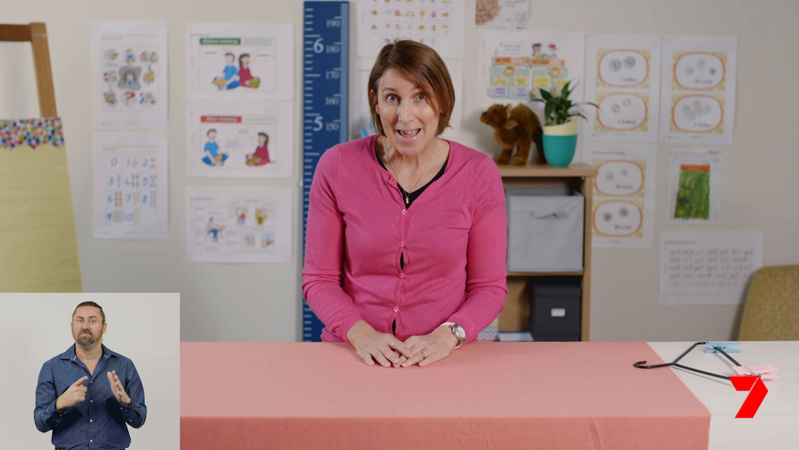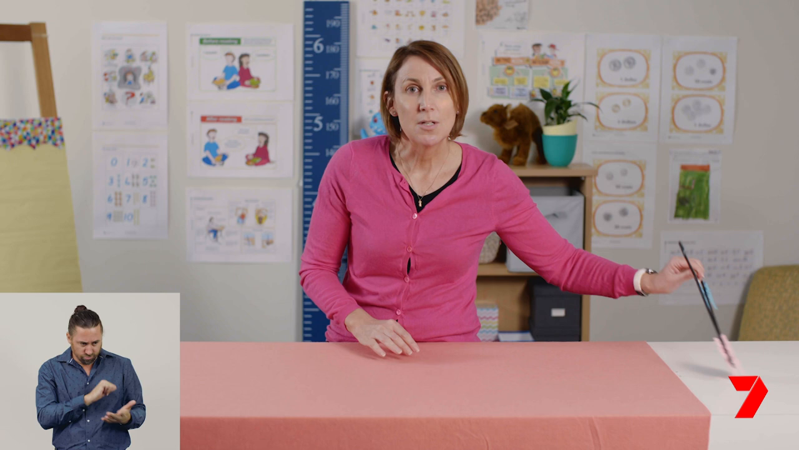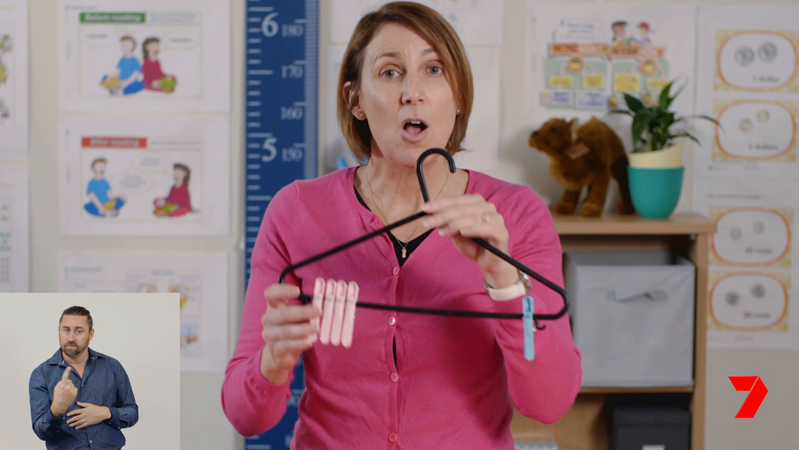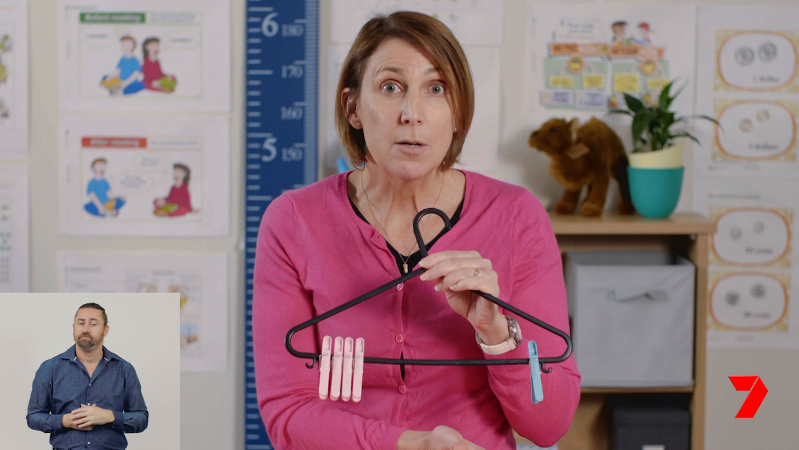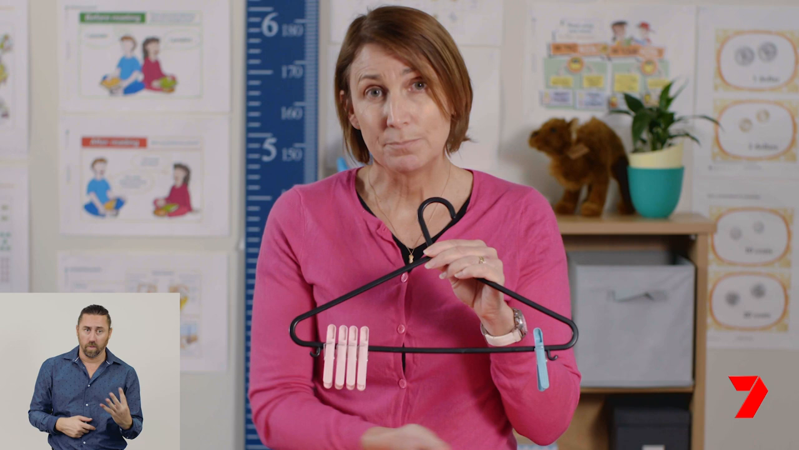We are going to make our own addition fact using a clothes hanger and pegs to add the parts in any order. So the addition fact I am going to make is 4 and 1. 4 pegs on this side and 1 peg on this side. I can see there are 2 parts. 4 is 1 part and 1 is another part. 4 and 1 makes a total of 5.